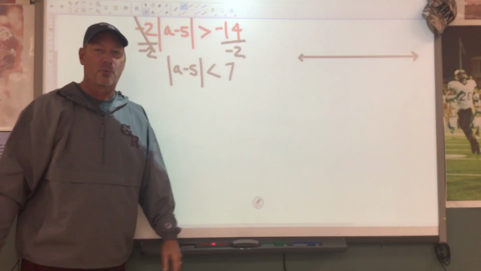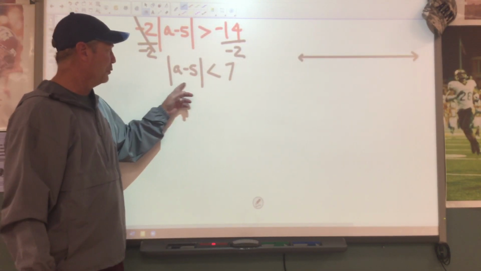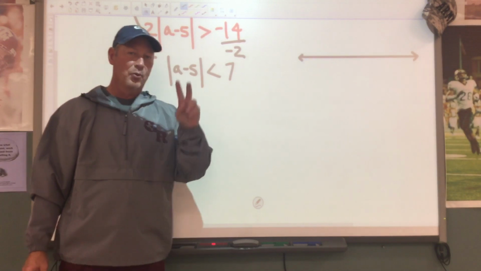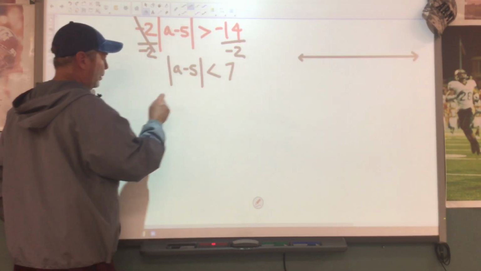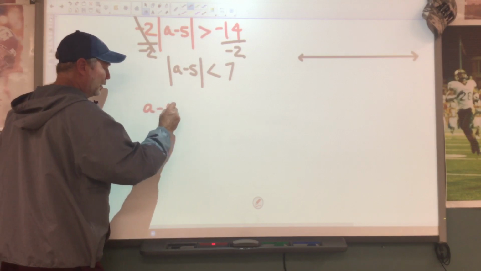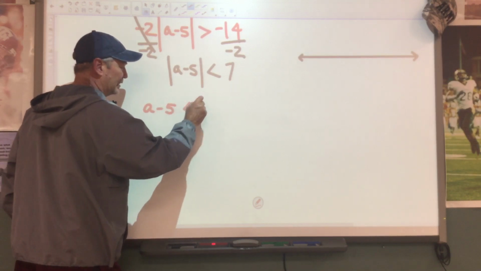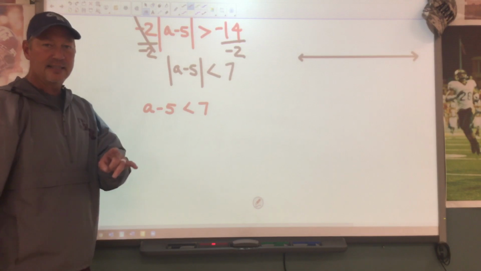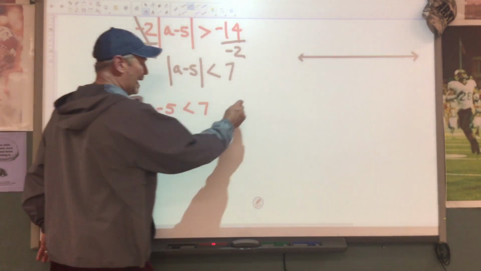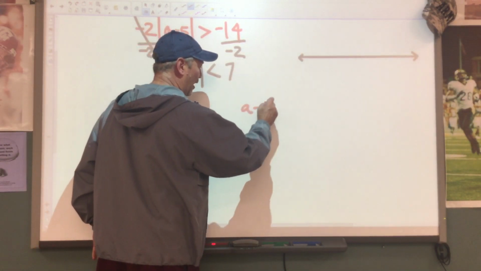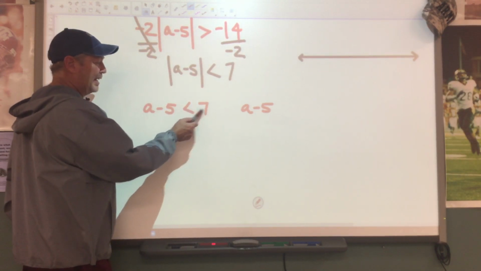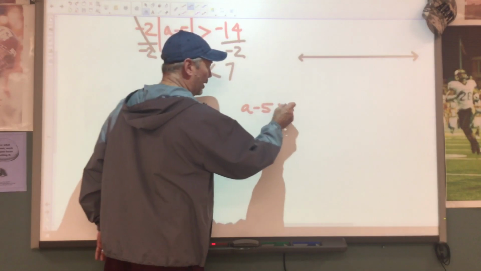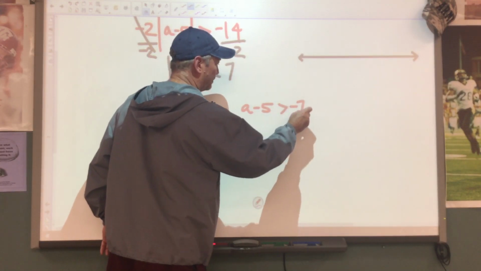Now we're ready to work the problem. Absolute value is by itself. We're going to have to work it two ways. The first time we work it, we're going to have to copy it. We're going to say a minus 5 is less than 7. The second time we work this problem, a minus 5, but the second time we have to flip our symbol and take the opposite. This will be greater than negative 7.